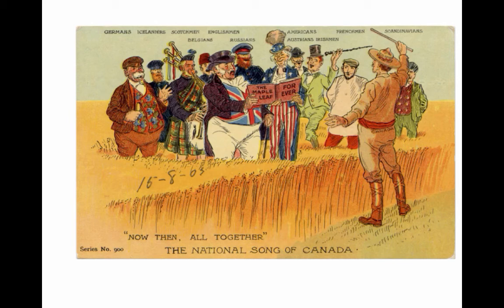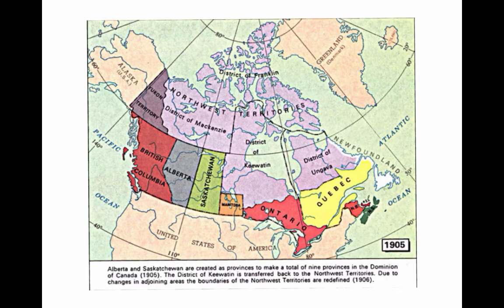So we get Germans, we get Italians, we get Jews, we get Scandinavians. People from all over Europe are coming to Canada. Another characteristic is the creation of new provinces. So in 1905, we get the creation of the last two prairie provinces, Alberta and Saskatchewan.